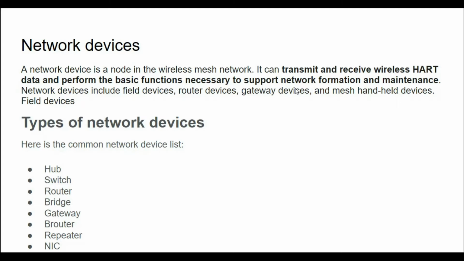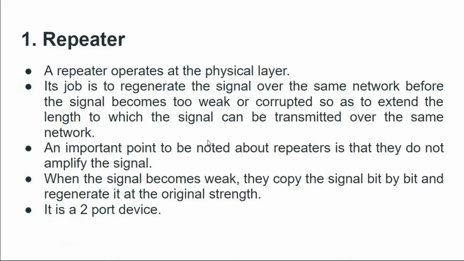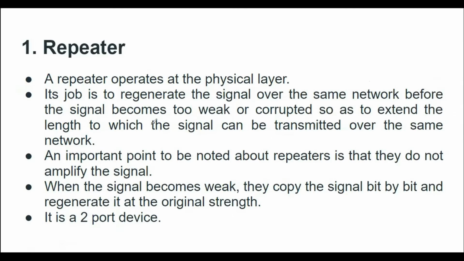First we are going to see a network device called the repeater. As we all know, in the OSI layer, the bottom layer is the physical layer, and the repeater operates on the physical layer. The job of a repeater is to regenerate a signal over the same network before the signal becomes too weak or corrupted. We will extend the length to which the signal can be transmitted over the same network.